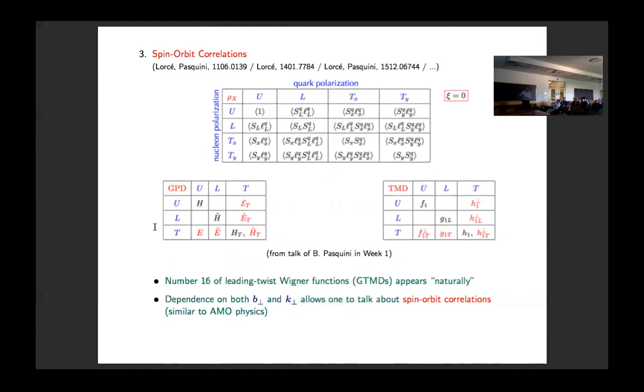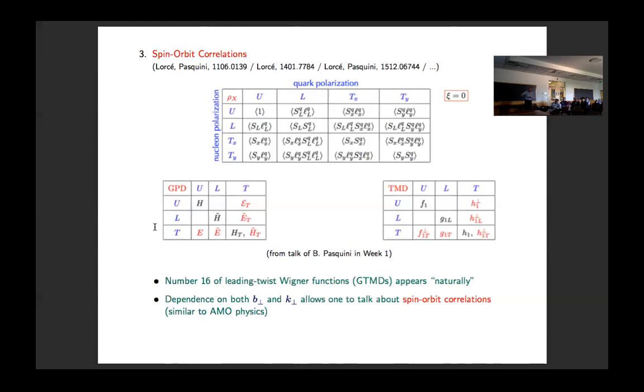And just very quickly, one last application. This is a more general discussion than just talking about the orbital angular momentum in a longitudinally polarized nucleon, namely spin-orbit correlations. Most of the work, again, was done by Rosé and Pasquini. We are all familiar with this type of table, so this slide is actually taken from Barbara's talk in week 1. It has the quark polarization, unpolarized, longitudinal, transverse, same for the nucleon, and then we put in this table the 8 leading twist GPDs, likewise for the TMDs.